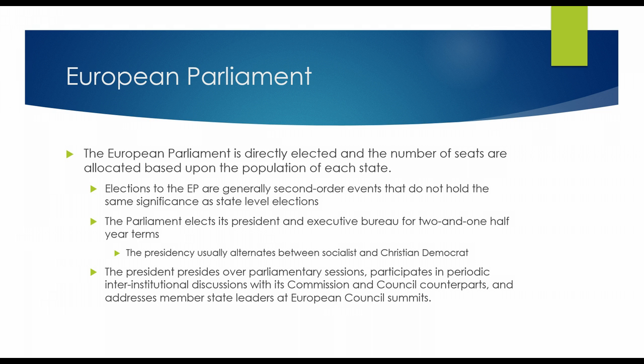The Parliament elects its president and executive bureau for 2.5-year terms. The presidency usually alternates between socialist and Christian democratic. The president presides over parliamentary sessions, participates in periodic interinstitutional discussions with Commission and the Council counterparts, and they address member state leaders at European Council summits.